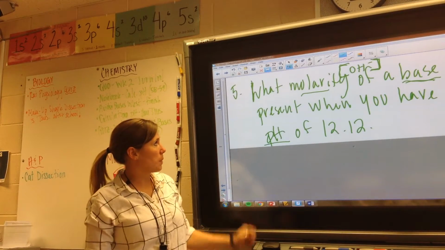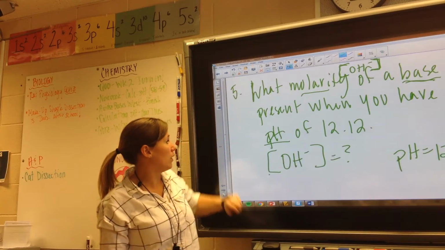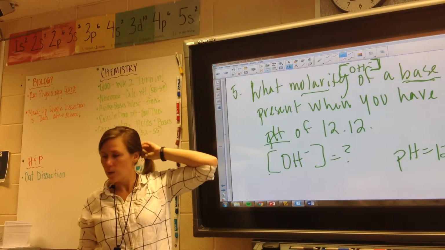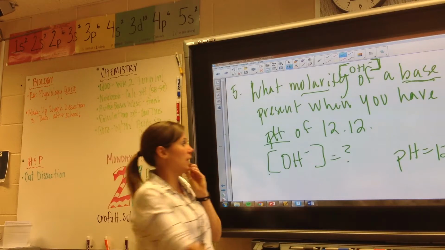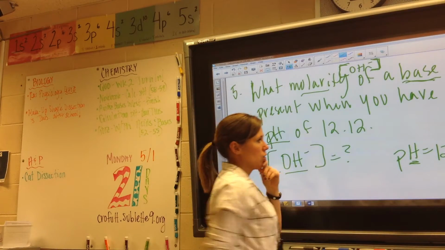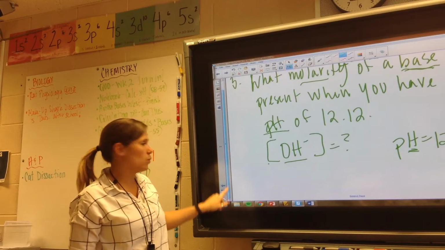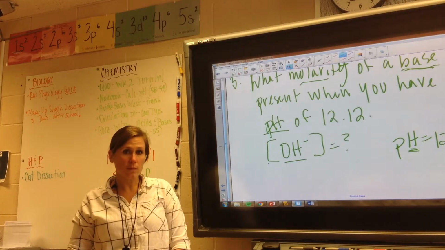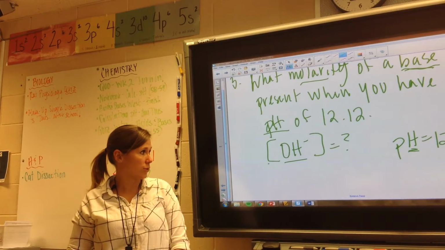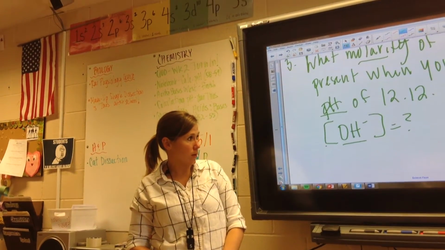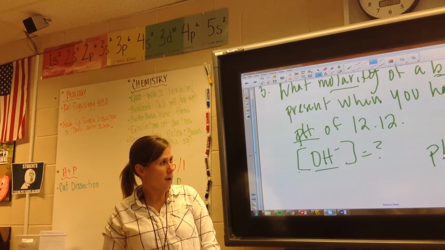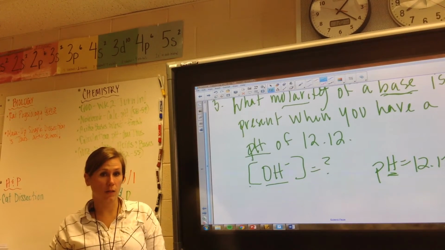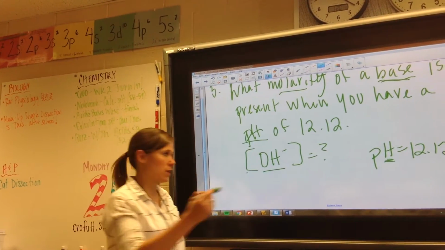So what molarity of a base is present when you have a pH of 12.12? Do these line up, Grace? No, right? Because we're looking at hydroxide, and it's asking us to find an H. So we're going to do what first, do you think, Libby? What can we do first? We could do that. That's going to take us a little bit longer route. What's the 14 thing?